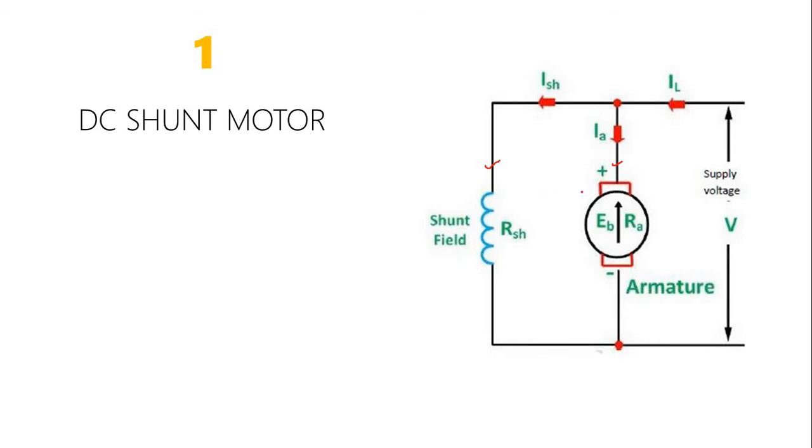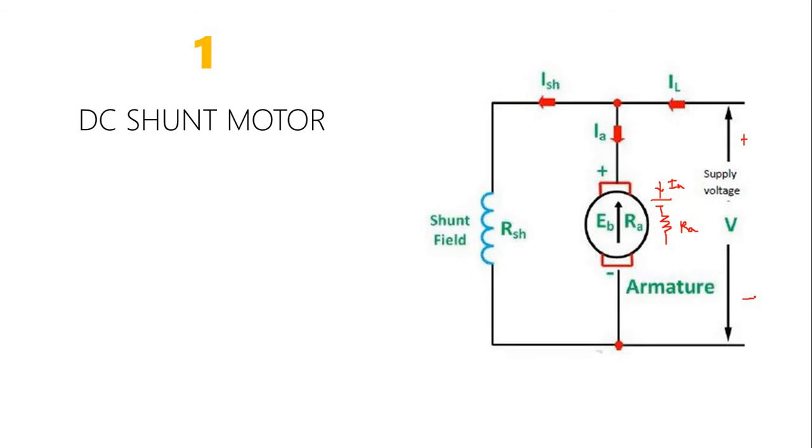A field winding connected across the armature winding is called the shunt field winding. It has a resistance of RSH. We also know that the internal circuit of the armature has a battery along with a resistor, that is, a battery along with an armature resistance RA. The direction of current is, as I told, opposite compared to the DC generator. Coming to the notations, V is the supply voltage. Here the supply voltage is DC, so we call it a DC motor.